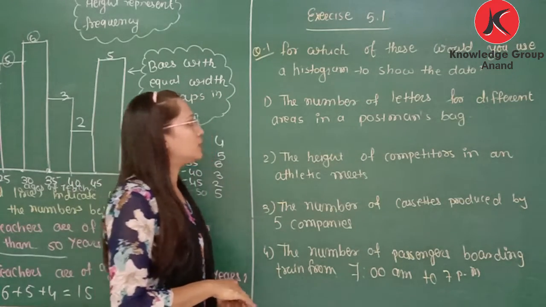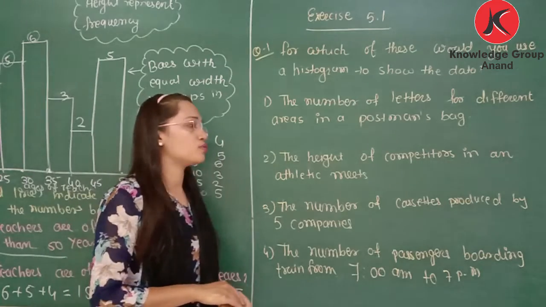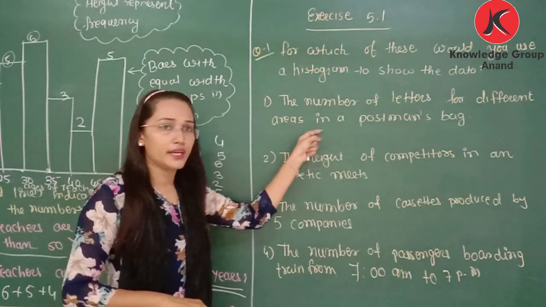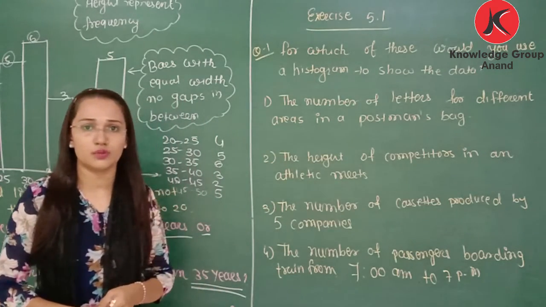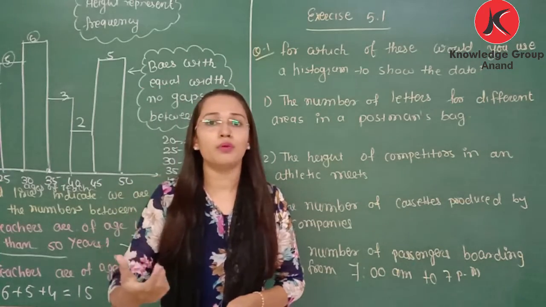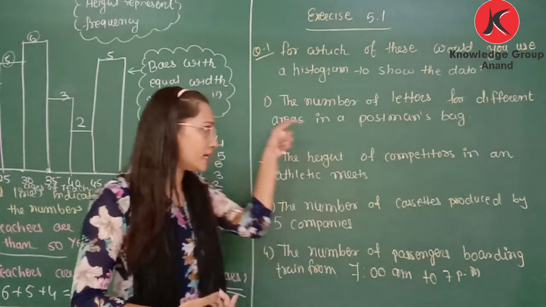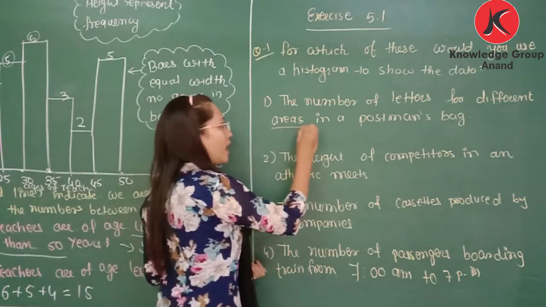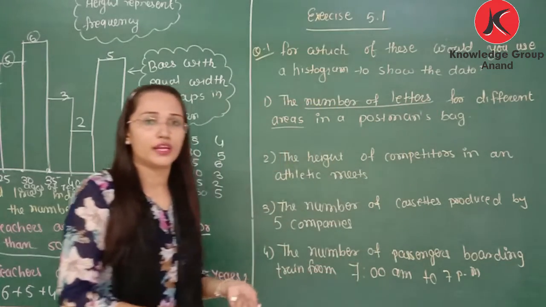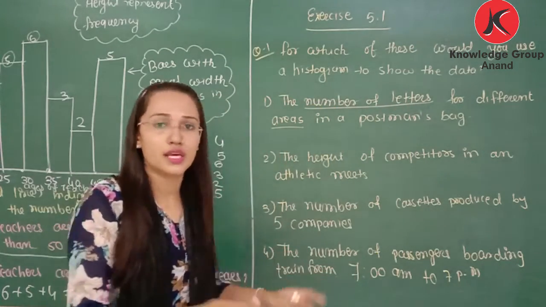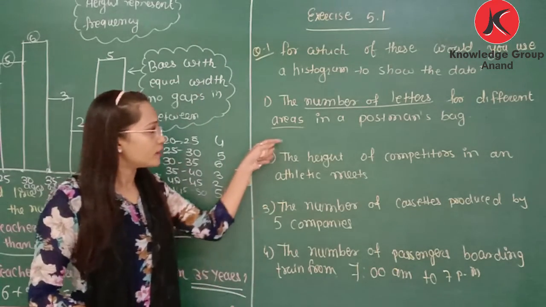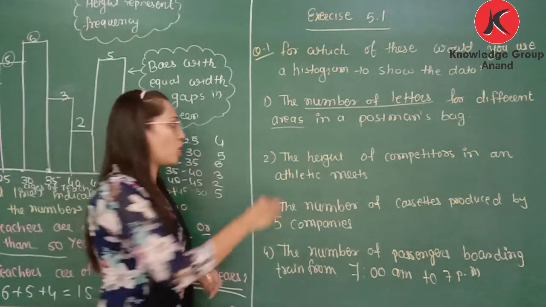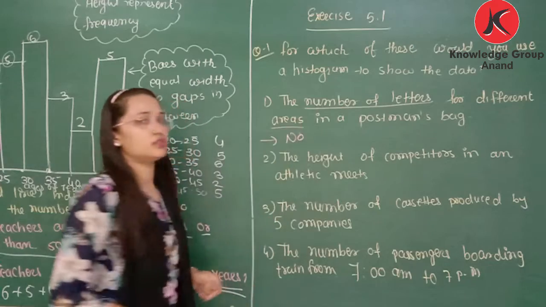Okay. So here the first statement: the number of letters for different areas in postman bags. If this information is given, number of letters in different areas, what kind of table do we have for this? Name of the area and number of letters for that area. Clear? Here we have areas and number of letters for each area. For example, for the first area there are 5 letters, for the second area there are 2 letters. So are we going to represent this as a grouped frequency distribution? No, there is no group. So we will not use a histogram for this data.